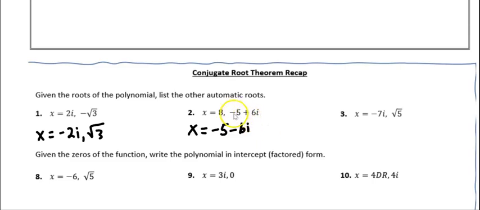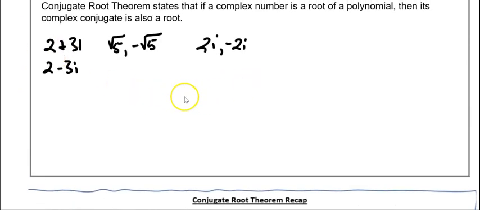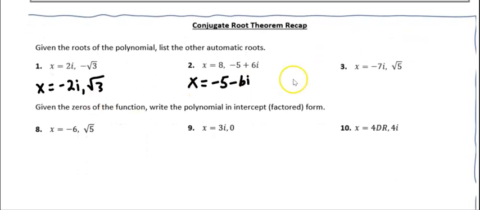So notice this doesn't change. The negative 5, that part doesn't change. Only the 6i. So if we have our answers in the form of a plus bi, we have to have a minus bi. Okay? So the plus and the minus. Notice all of your quadratic formula answers are plus or minus. Okay? So pause the video and take care of number 3.